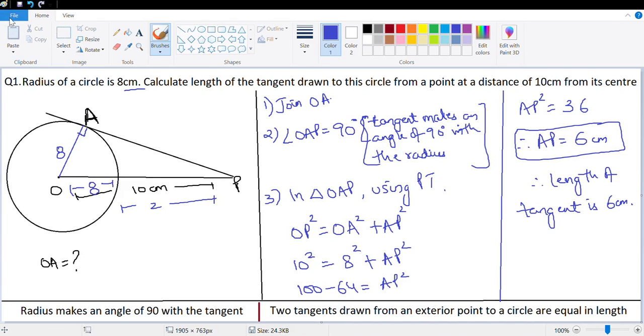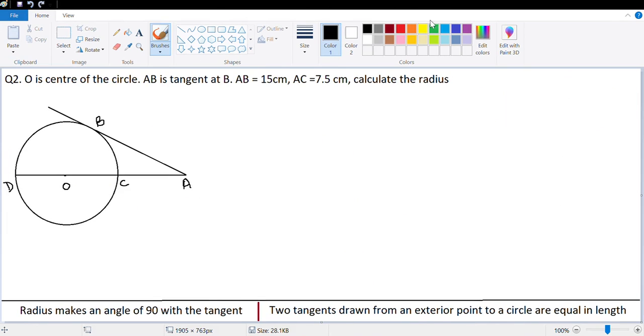Let's go to the next question. The next question is question number 2. O is the center of the circle. AB is a tangent at B. AB is equal to 15 centimeter. AC is equal to 7.5 centimeter. We need to calculate the radius.